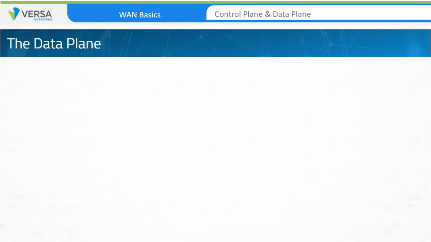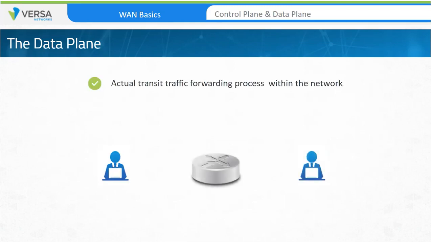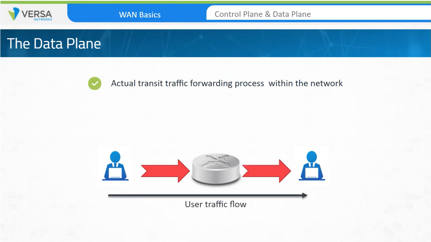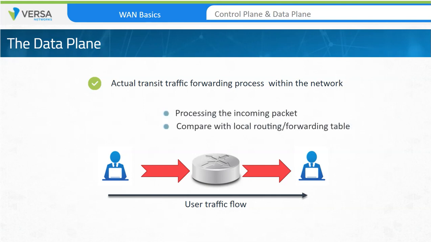The data plane refers to the actual transit traffic forwarding processes within the network. Where the control plane informs devices about how to reach destinations, the data plane does the actual work of processing an incoming packet, comparing it to a local routing or forwarding table, and choosing the next hop interface.